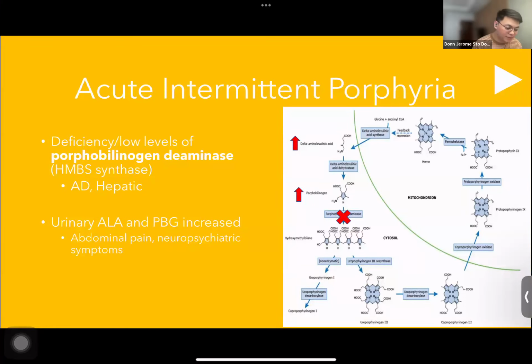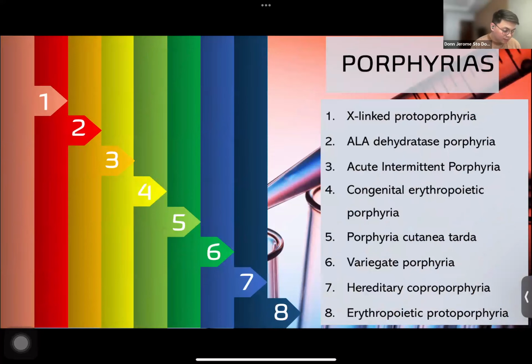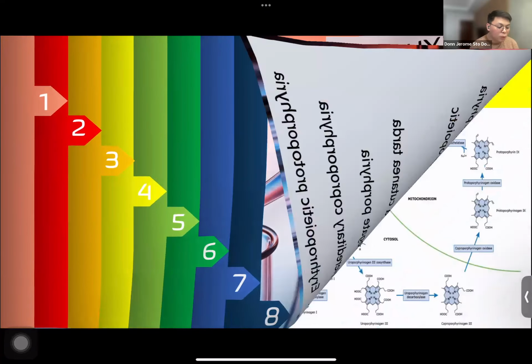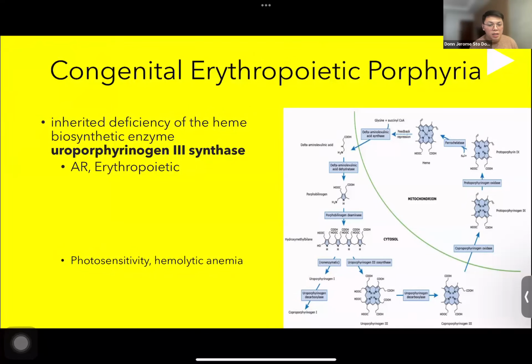Neurovisceral. Okay? Next, congenital erythropoietic porphyria. The problem naman here is in your uroporphyrinogen 3 synthase. Manifestation of the patient is photosensitivity and hemolytic anemia.